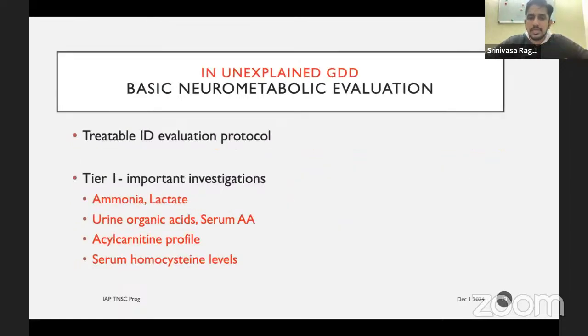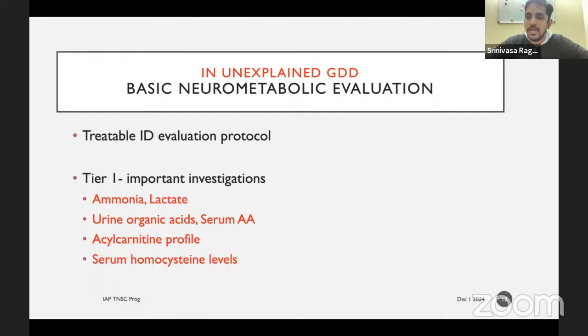So what is some basic neurometabolic evaluation which we can do? Availability of these tests is now commonplace. We can easily send them even from a primary setup. So we go by the treatable ID evaluation protocol, where at least some of the tier 1 investigations will do. Just doing ammonia, lactate, urine organic acid, serum amino acid, acylcarnitine profile, and serum homocysteine will be enough. Remember, doing the neonatal screening using the dried blood spot may not be ideal because the standards that are given there are for neonates. The metabolite levels that are given there are for neonates.